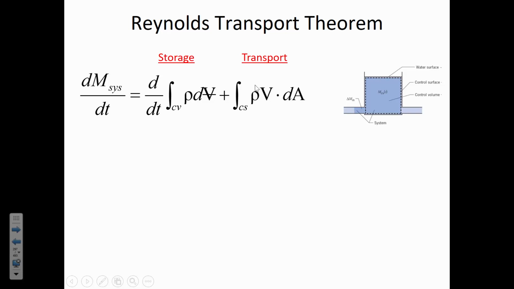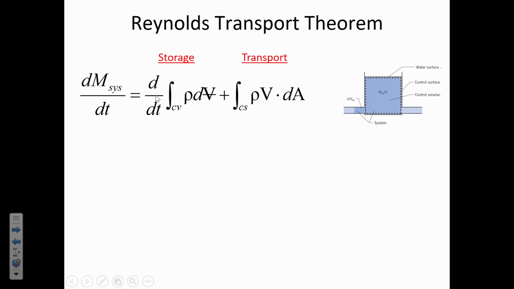And so if we multiply it by the density, now that's a change in mass per time flowing in and out of the system. And so there can be multiple contributing terms to the transport term here. There could be an in and an out that both are considered part of the transport term.